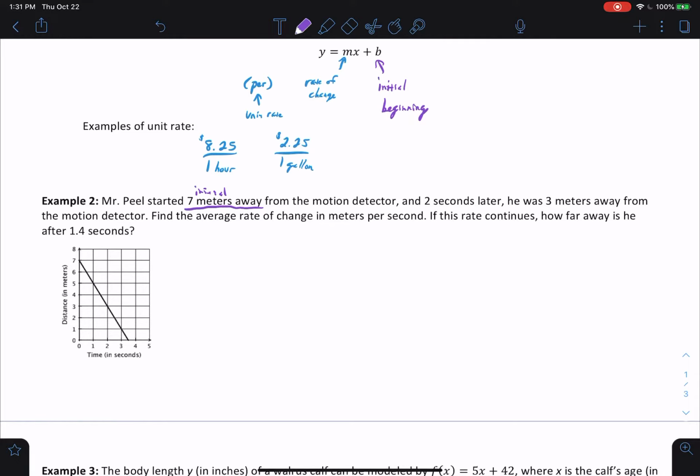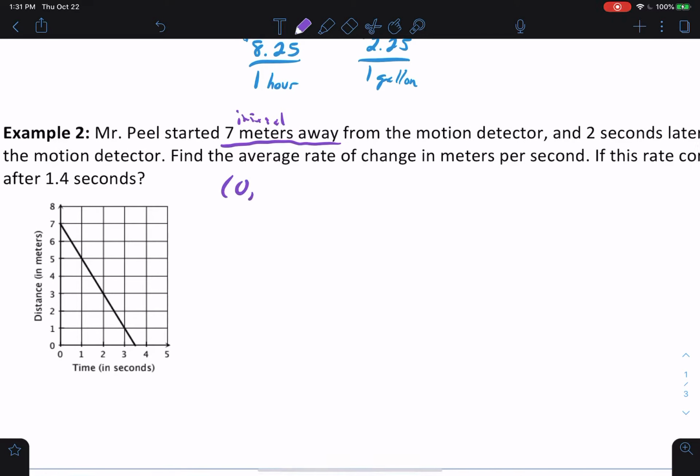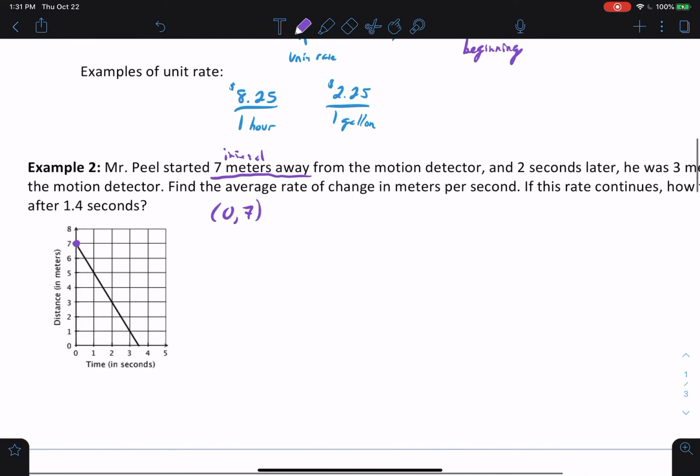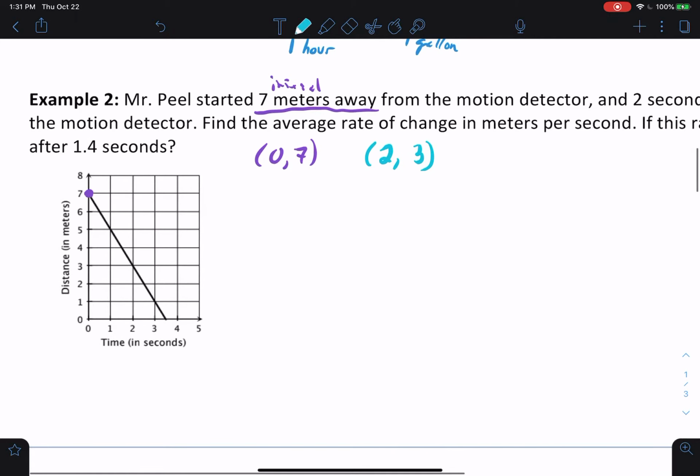2 things we need to do here. All right, one of the points is (0, 7). This is my beginning. And then it says 2 seconds later, he was 3 meters away from the motion detector. So if I look at this graph, I'll see that that point's right there.